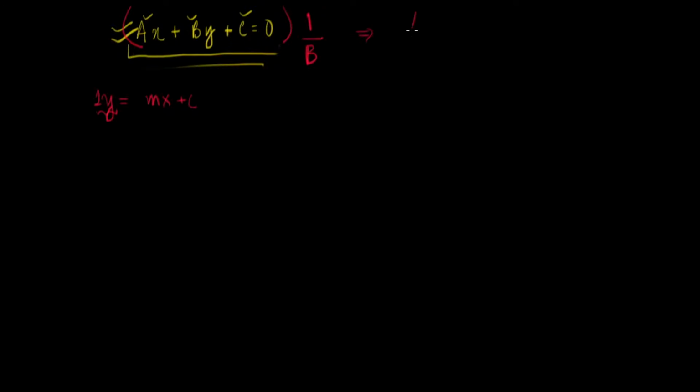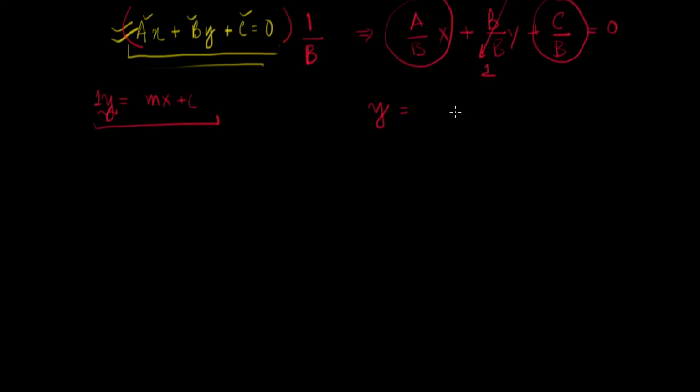So once you do that, you get a by b times x plus, well, b by b times y is 1, and c by b, and you get that to be 0 because 0 by b is still 0. You cancel that out, you get 1. You take all the other terms on the right-hand side of the equality, leave y as the subject of the equation, very much like what we have here. We get y equals minus a by b x minus c by b.